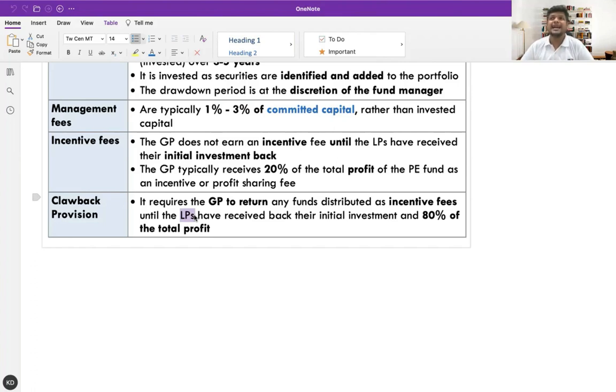Now, clawback means that whenever the value of the fund goes down, the GP may have to return the incentive fees. Don't worry, I'll show you exactly how it works in the calculation. But just remember, clawback. You can probably take back the money. Is that clear?